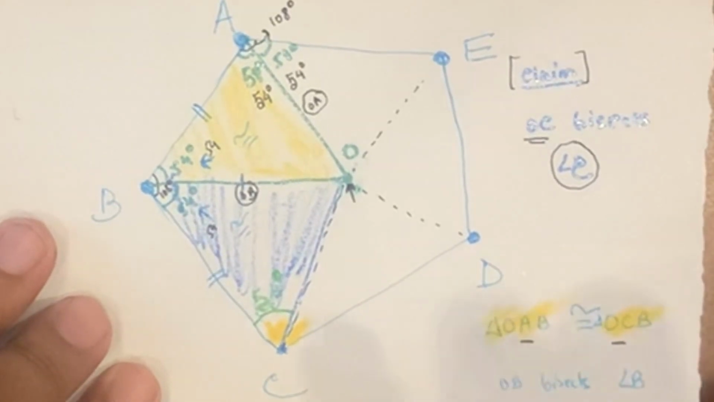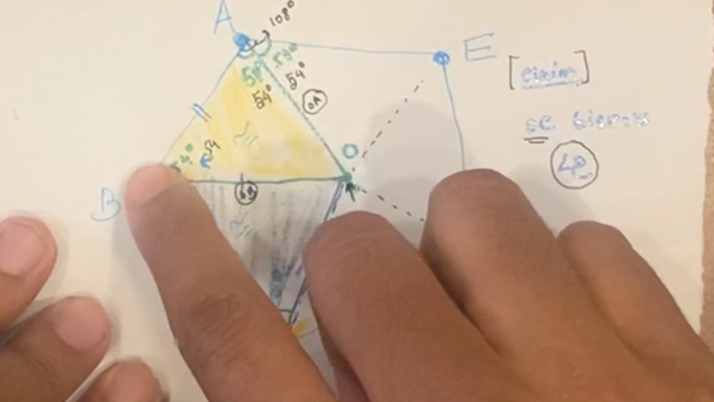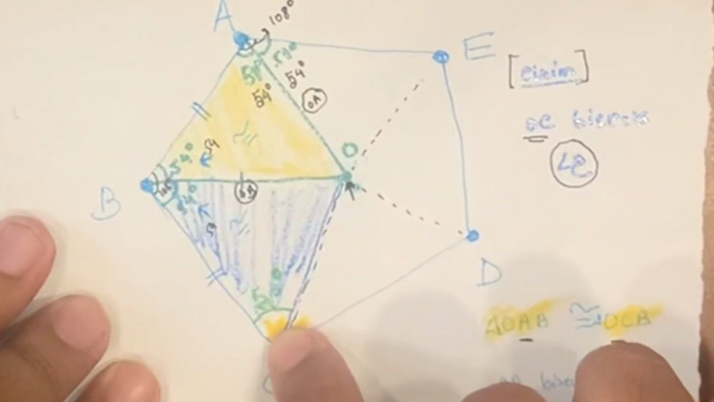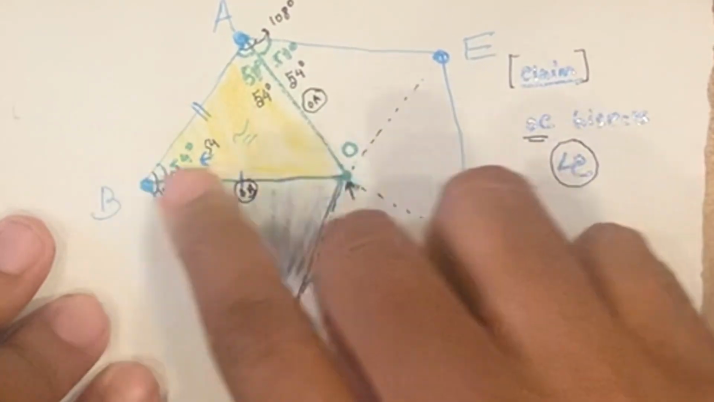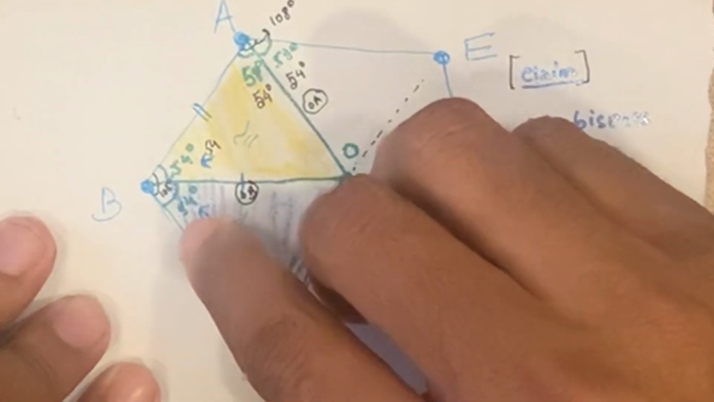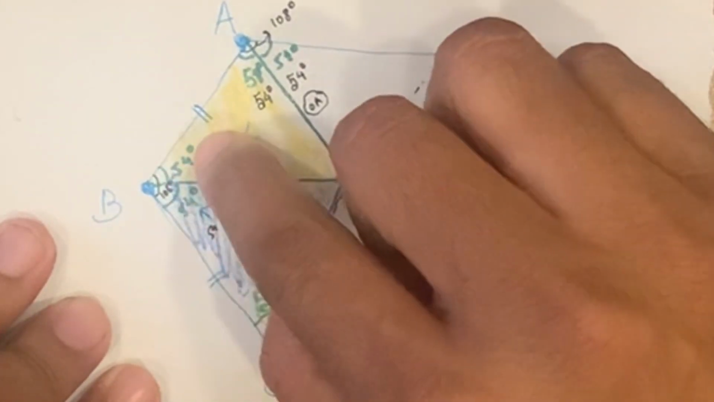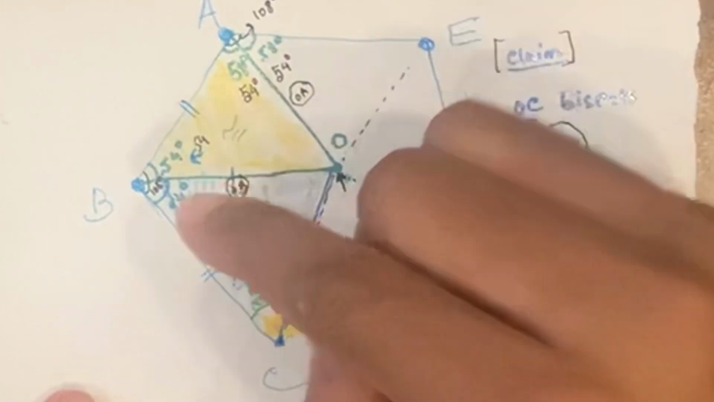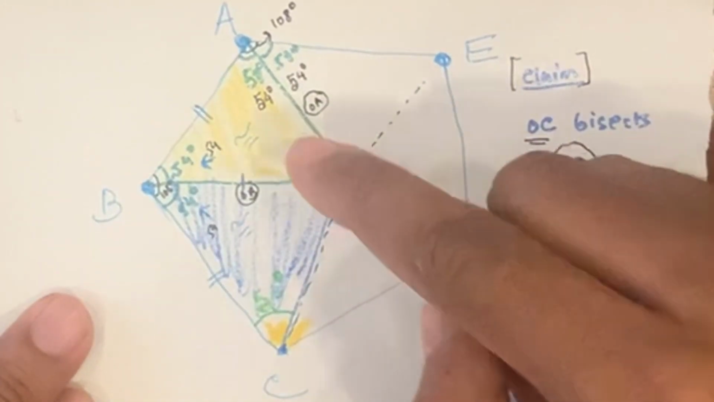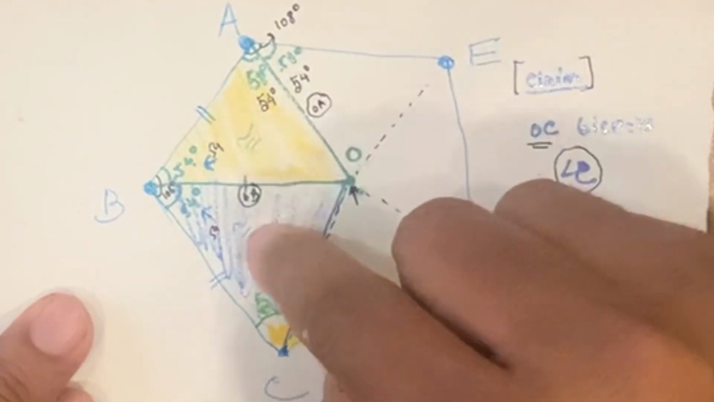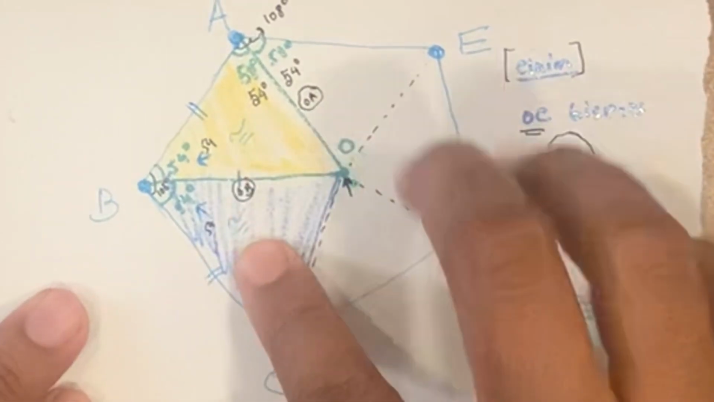Why is that? Well, BC is equal to AB. It's a regular pentagon, so all sides are equal. OB is common. And notice that these two angles are 54 degrees because after all, this is an angle bisector. So these two triangles are congruent by the SAS rule of congruency.